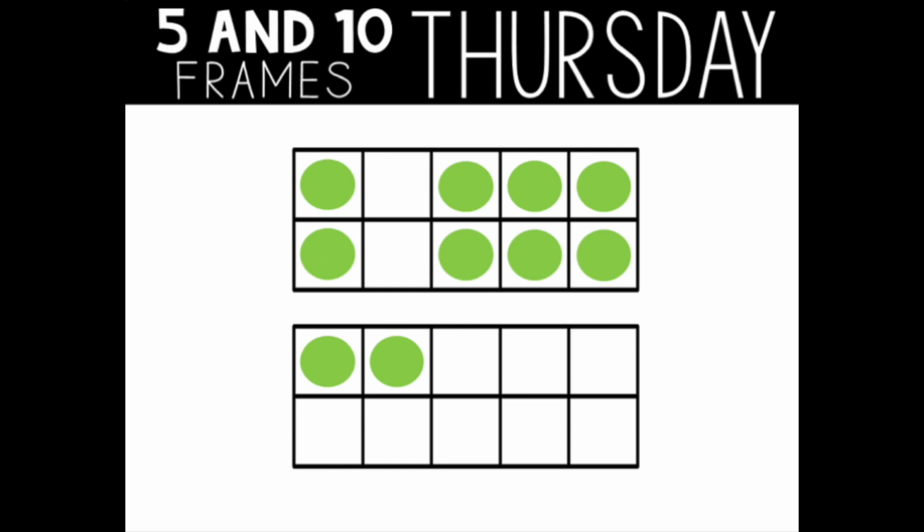Here's one idea. I noticed the top 10 frame has 2 empty spaces. I noticed the bottom 10 frame has 2 green dots. In my mind, if I move those 2 green dots up to the top 10 frame, I will have 10 dots total. So my number is 10. I know 10 is an even number because all the dots have a partner.